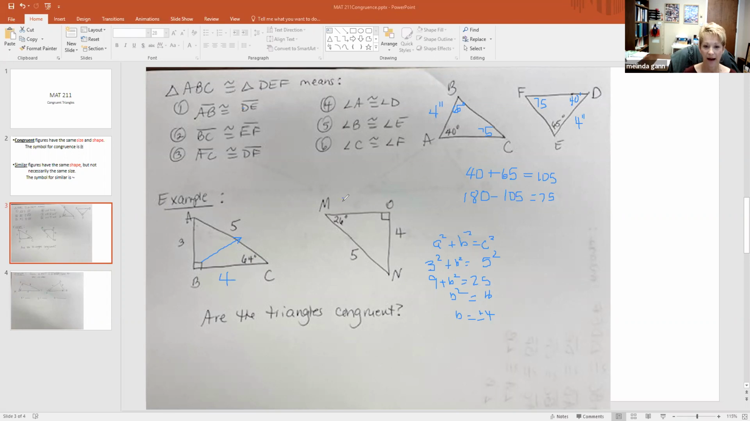Now, how would I find this missing side? Wouldn't I do exactly the same thing? Only instead of knowing the 3, I would know a 4. And it ends up being a 3. Okay, so that's how I could find the missing sides.